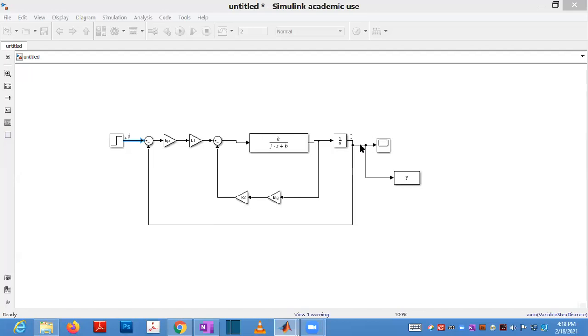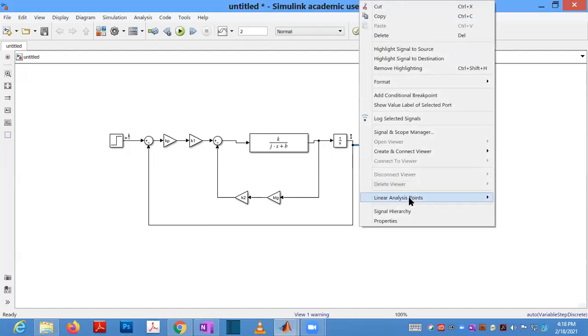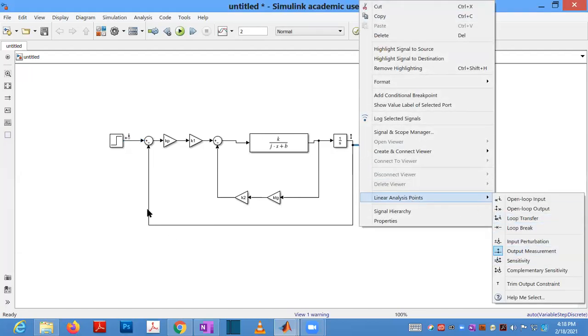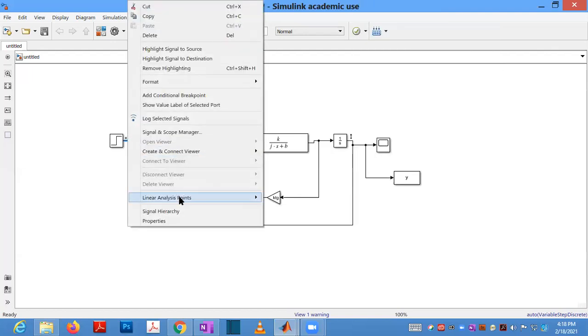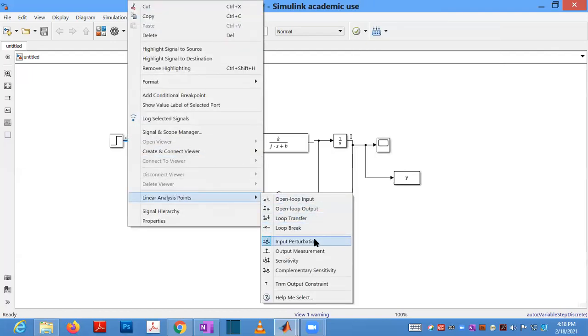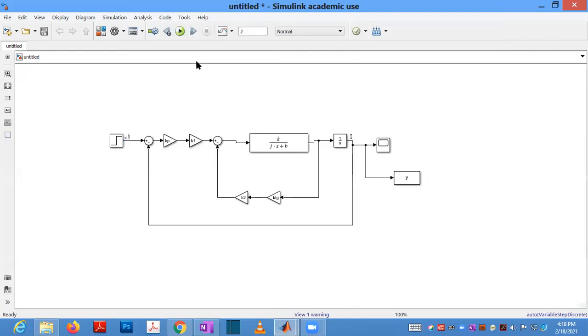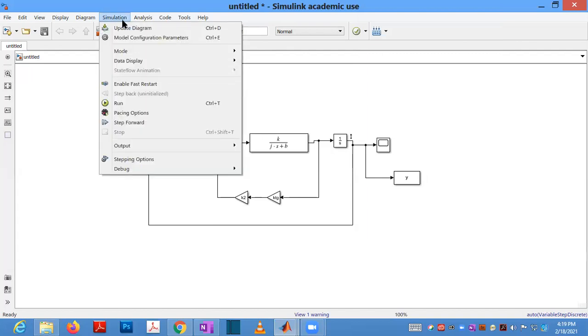So right click on the arrow, linear analysis point, output measurement. Right click on this arrow, linear analysis point, input perturbation. Then go to simulation, model configuration parameter. Otherwise you can click Control E.